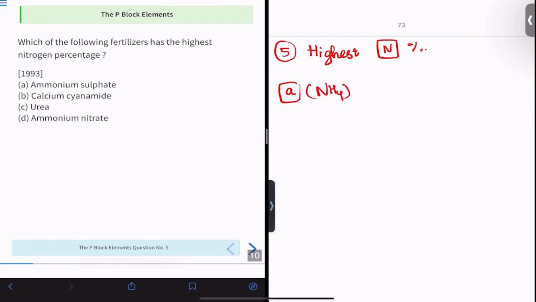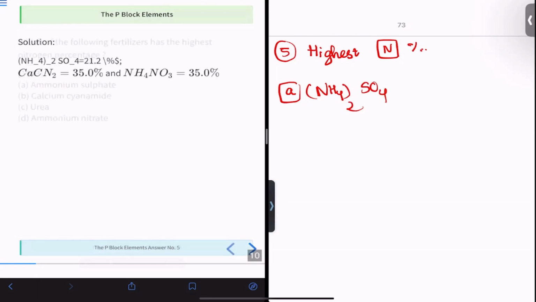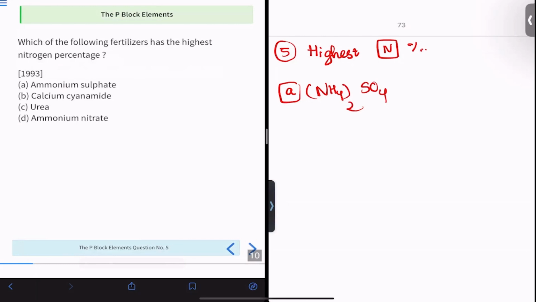Ammonium sulfate. This is ammonium sulfate. In ammonium sulfate, what is the percentage of nitrogen? How many nitrogen are present? 2 nitrogen, 8 hydrogen, 1 sulfur, and 4 oxygen are present. So what is the percentage of nitrogen? To calculate the percentage of nitrogen, you can use simple mathematics.